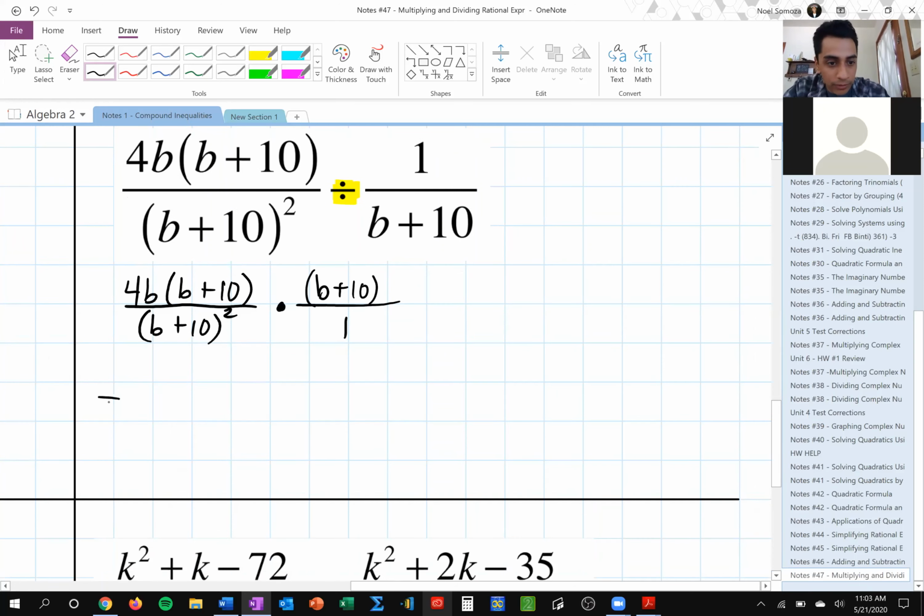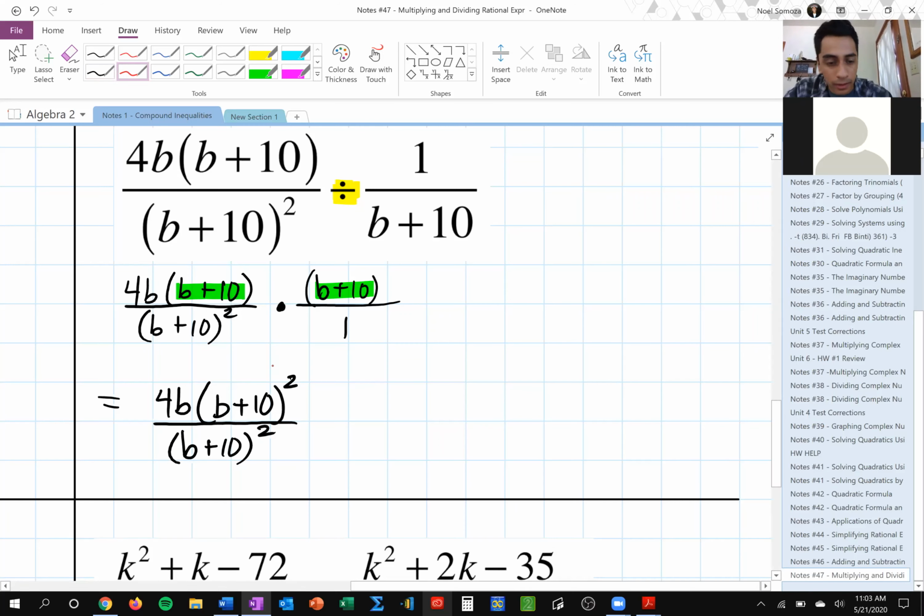Now if you were to multiply across, you would have 4b times b plus 10 times another b plus 10. Those two b plus 10s, you can just condense them because you're going to have b plus 10 to the second power. So you can write it as 4b times b plus 10 to the power of 2. Your denominator in this case is only going to be b plus 10 to the power of 2.